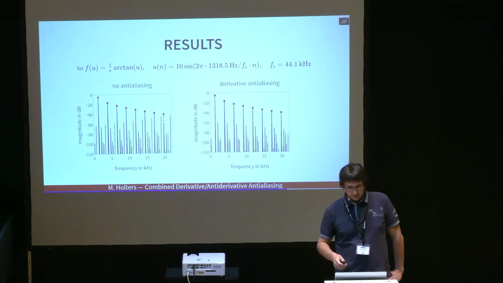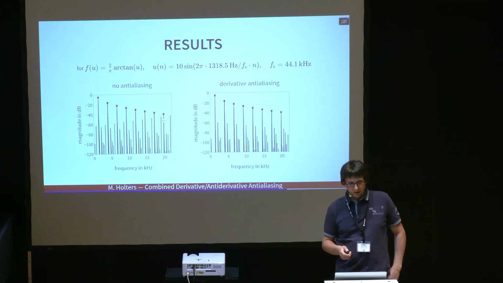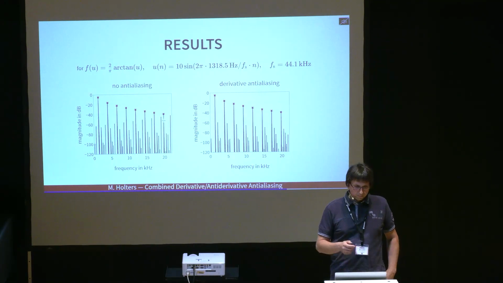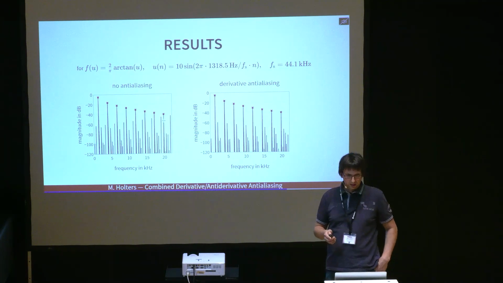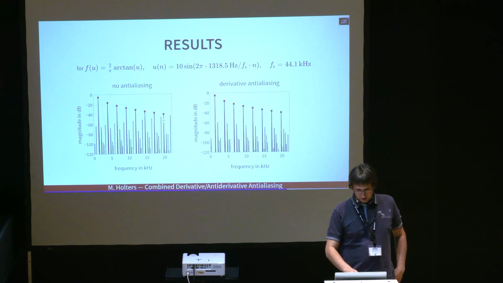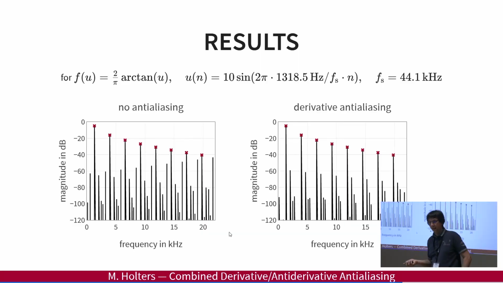Now let's look at the result we obtained. I feed in a sinusoid and apply this arcus-tangent function. On the left, if we don't do any anti-aliasing, the red crosses mark the desired harmonics, and everything else is aliasing distortion, and it looks pretty bad, as expected.